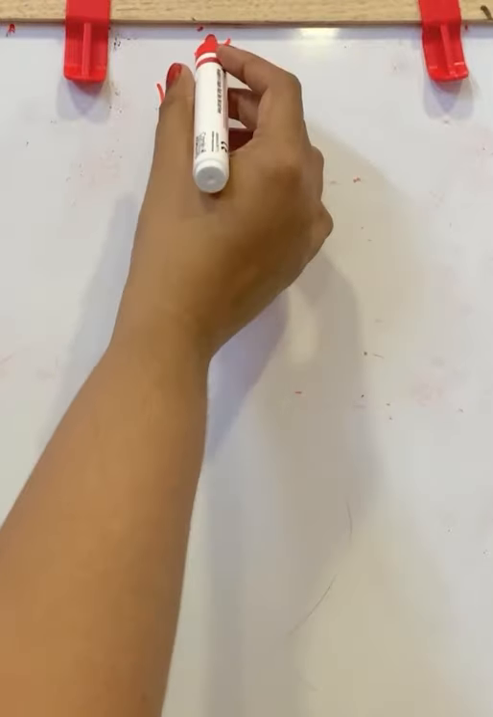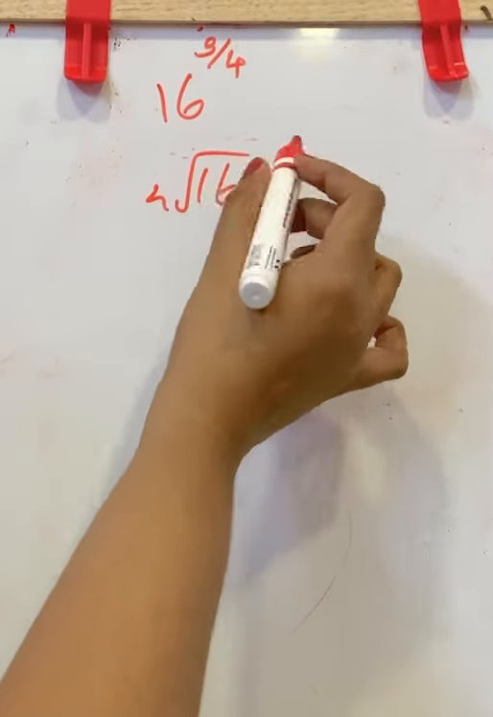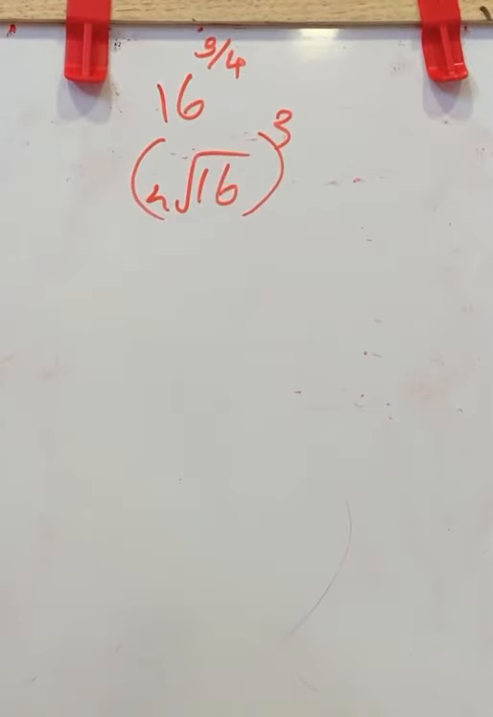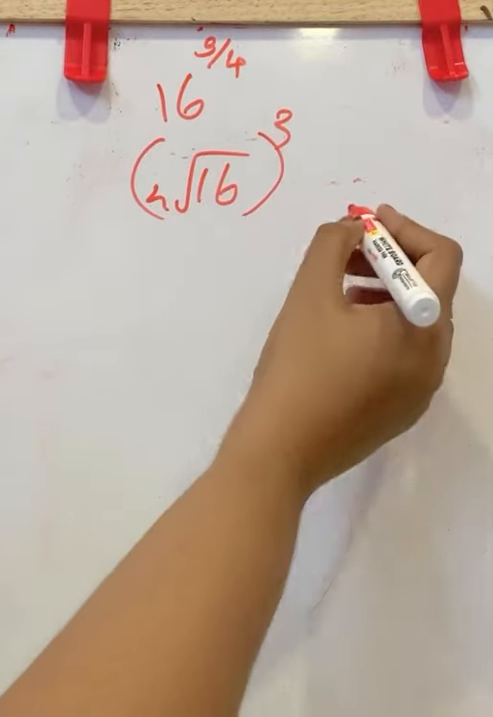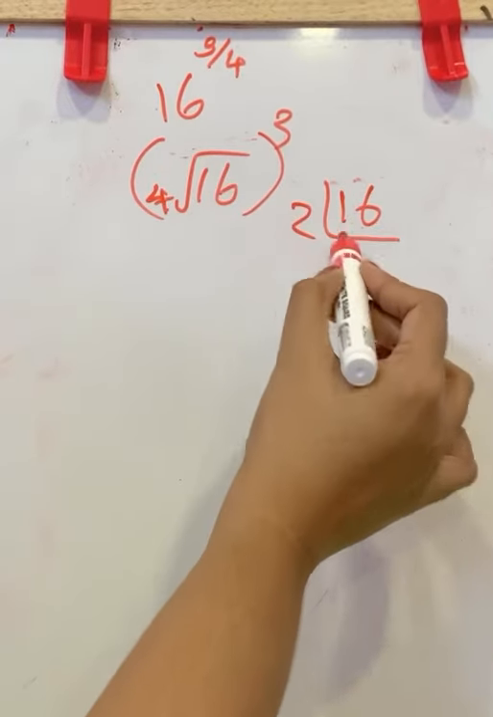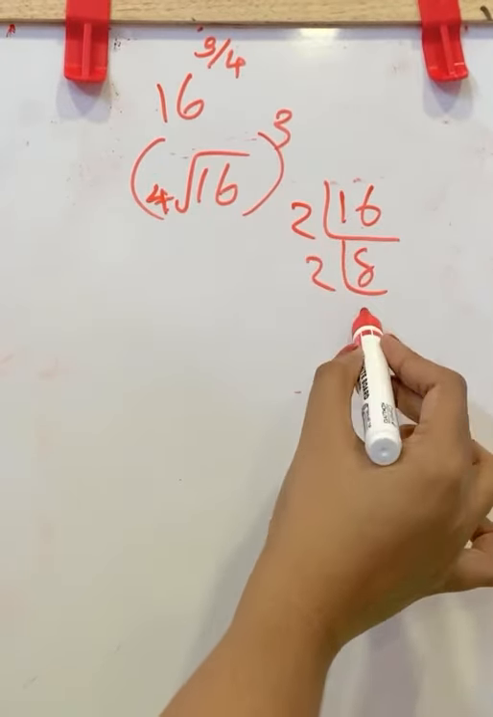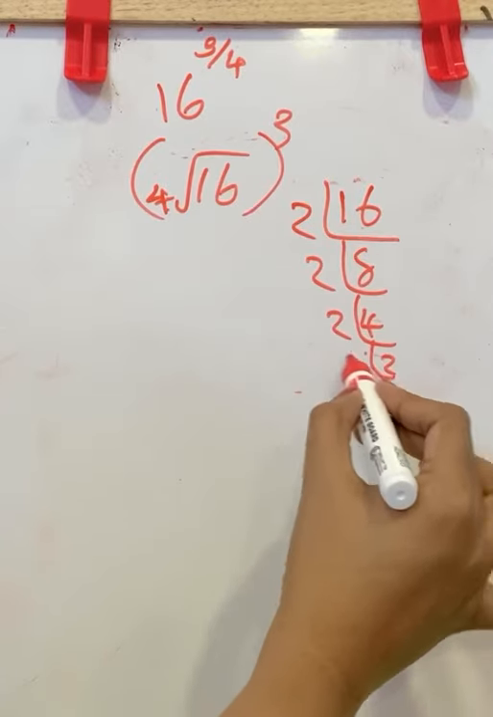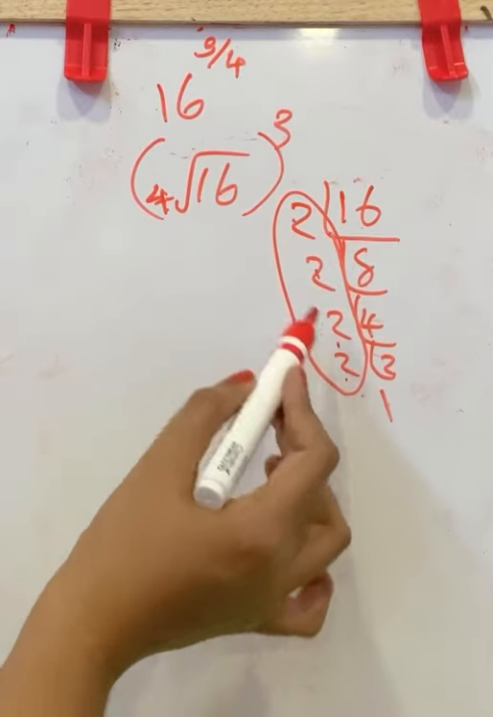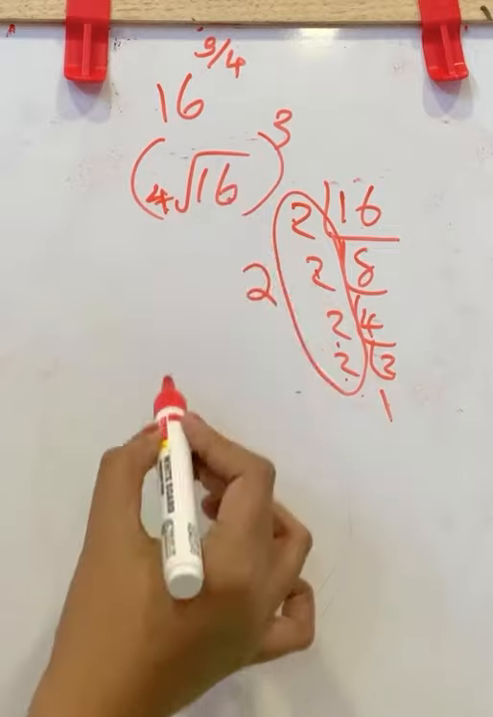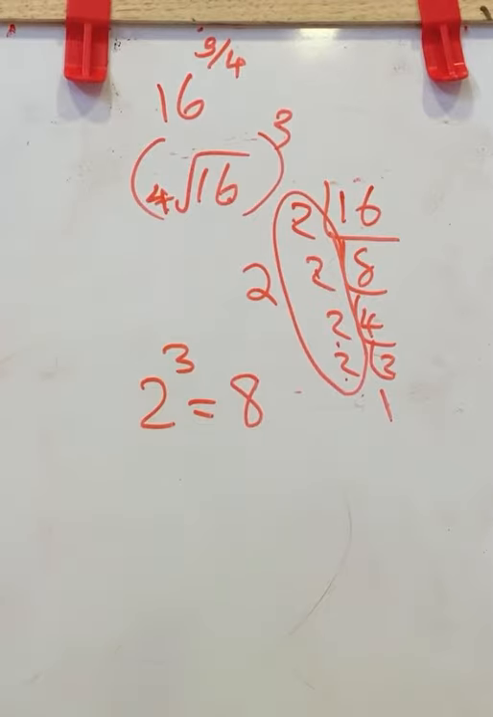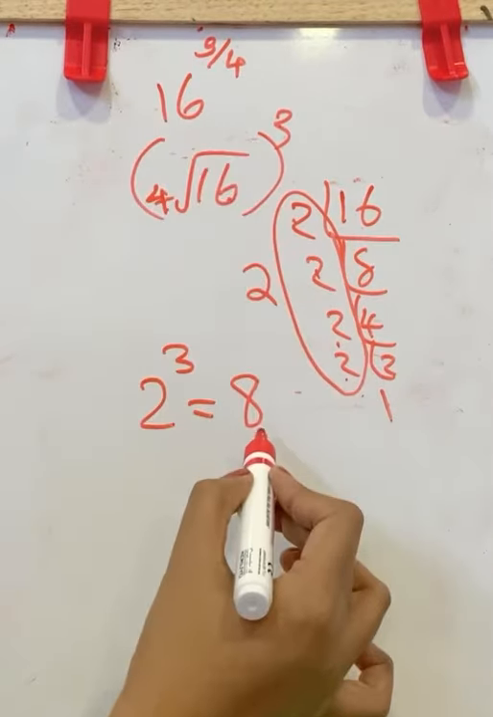Again it is fourth root of 16 whole cube, that is a raised to m by n is nth root of a whole raised to m. Now 16, we will factorize it. We have to take fourth root. So 2, 8 2s are 16, 2, now 4, 2, 2, 2, 1. Fourth root means we will pair all these 4 2's and take only 1 2. So fourth root of 16 is 2, and this cube. 2 cube is 8. So the final answer, 16 raised to 3 by 4, is 8.